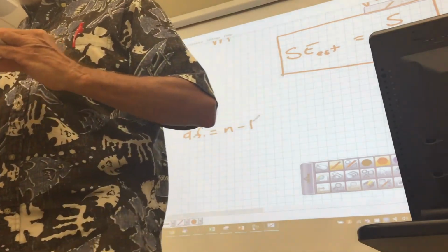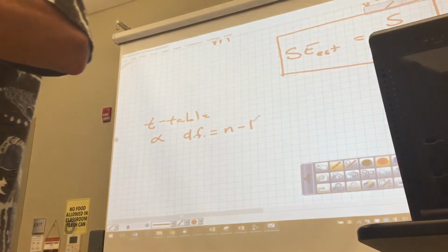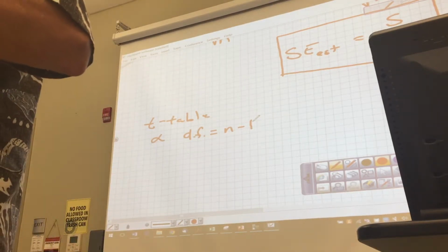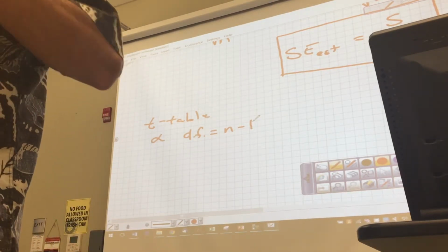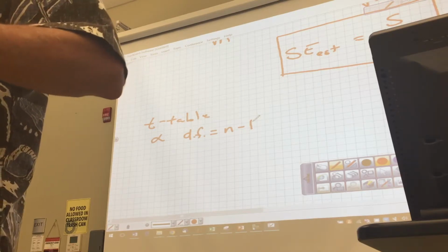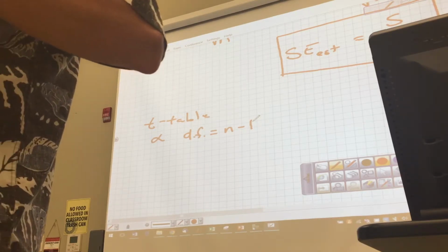Now, if you notice across the top, it talks about your alphas. And across the bottom, it talks about confidence intervals.